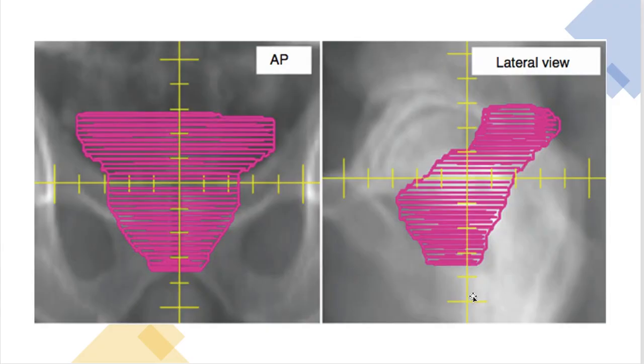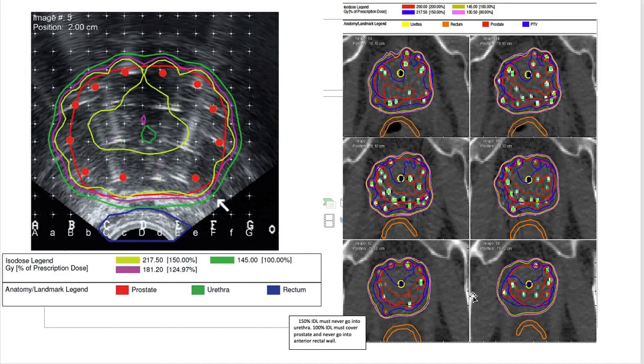Here's a case of a contoured prostate, AP, and lateral. This is an example of a good post-implant brachygeometry. Green is the urethra, red is the prostate, blue is the rectum. Note that this 145 dose line encompasses the entire prostate, which is the prescription dose, 100%. This is the 125% covered by purple. And then the actual prostate itself is in red.